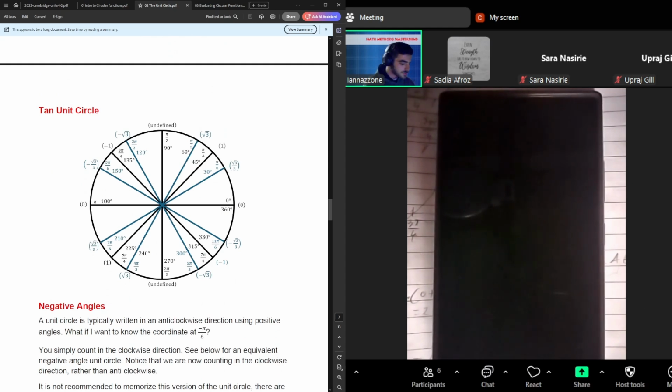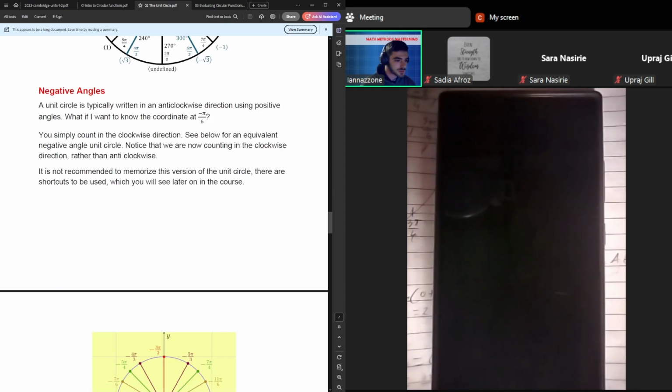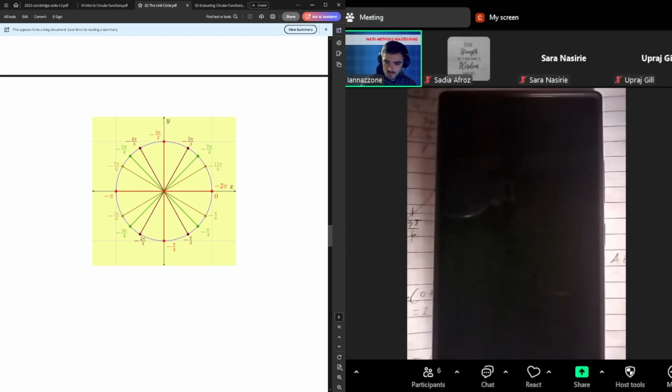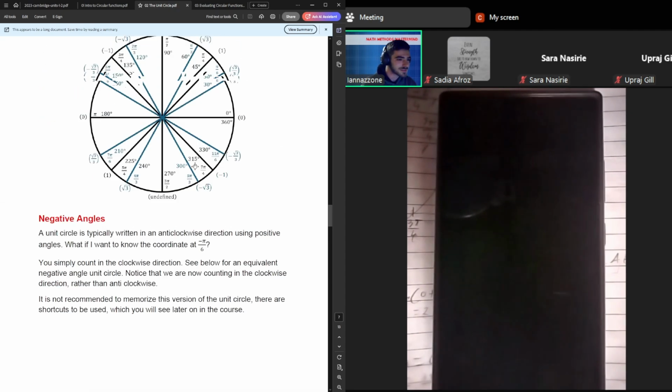I'll even grab a copy of the negative angle unit circle if you like counting backwards as well. You can see which ones I made myself or which ones I just copied from the internet somewhere.